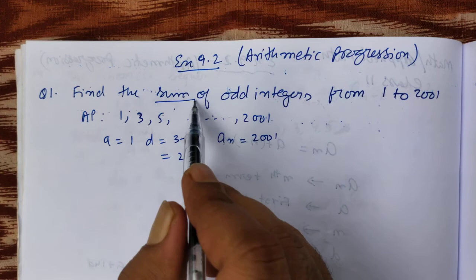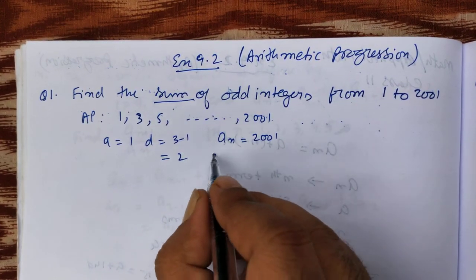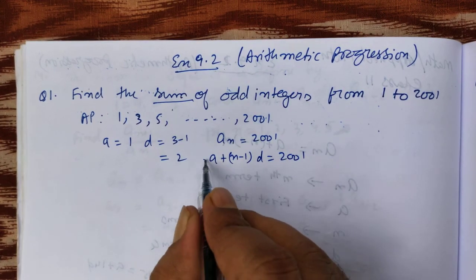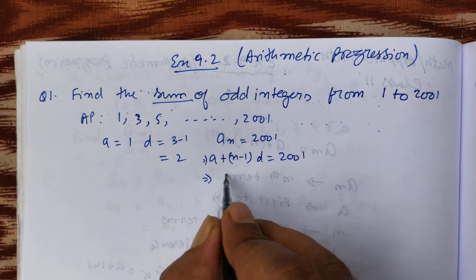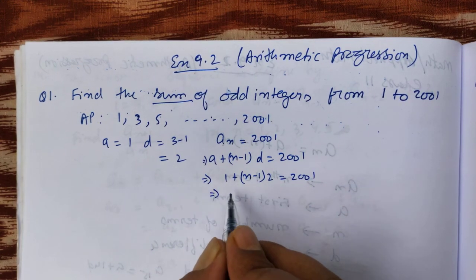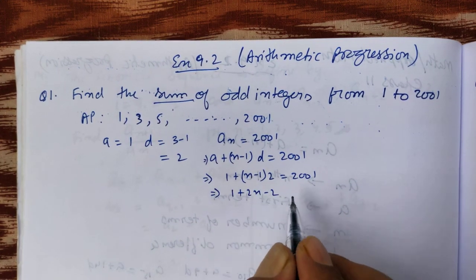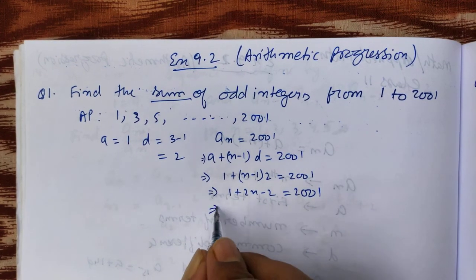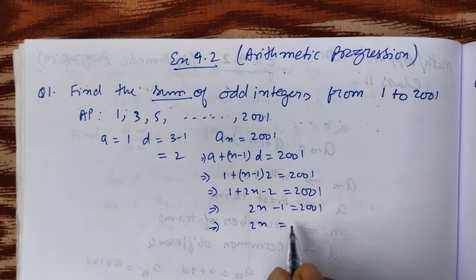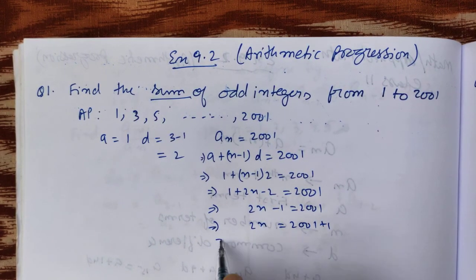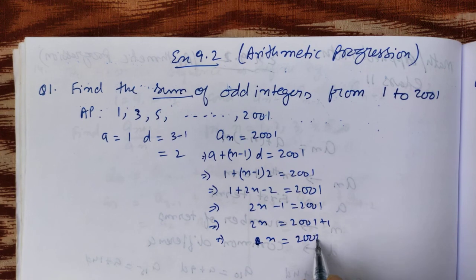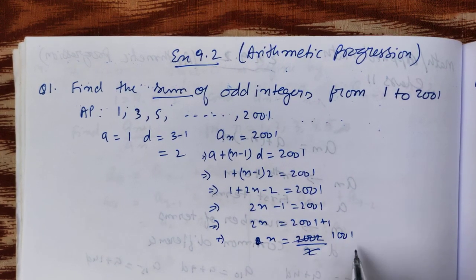Okay, we're going to find the sum. So using the formula a plus (n minus 1)d equal to 2001, we'll find the value of n. a is 1 plus (n minus 1) into d, which is 2. So we're getting 1 plus 2n minus 2. 2n minus 1 equal to 2001. 2n equal to 2001 plus 1. So 2n equal to 2002, n equal to 2002 by 2. That means 1001. n is 1001.